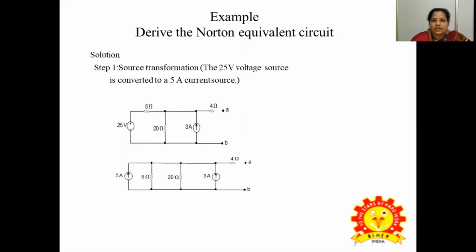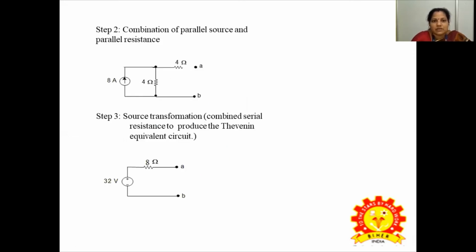So, derive the Norton equivalent circuit. Solution, step 1: the source transformation. The 25 volt voltage source is converted to a 5 amp current source, shown in the diagram, so a combination of a parallel source and parallel resistance.